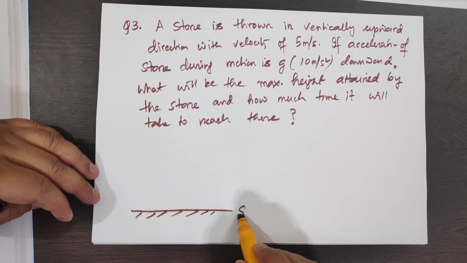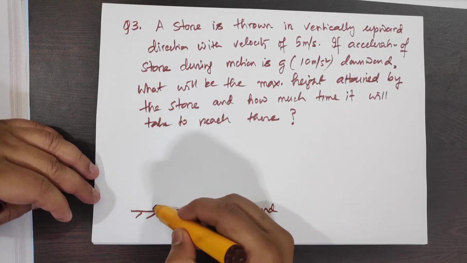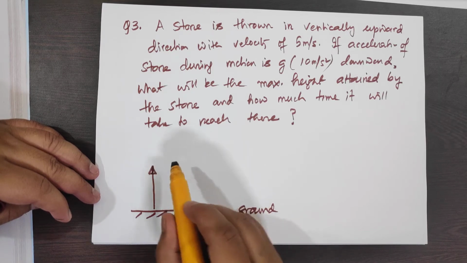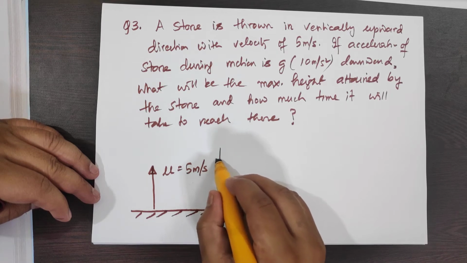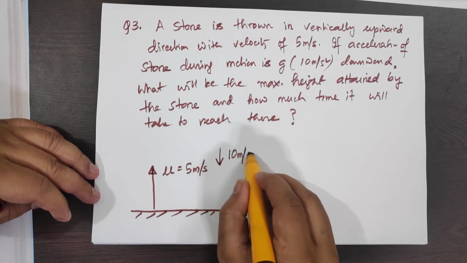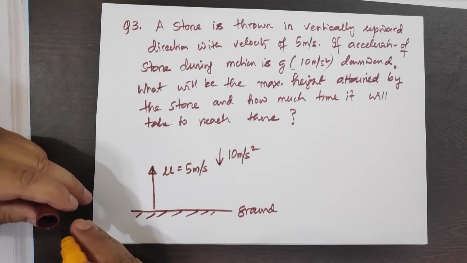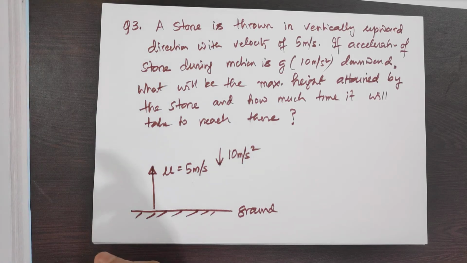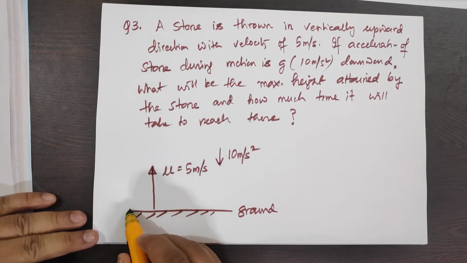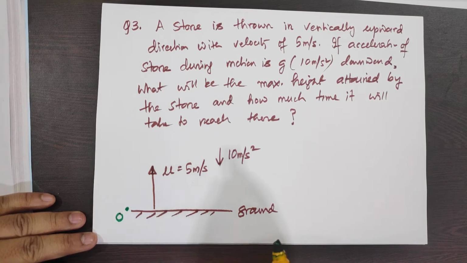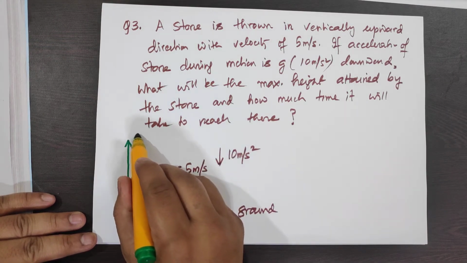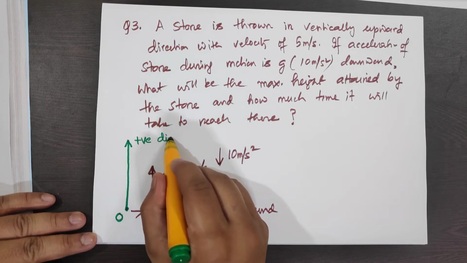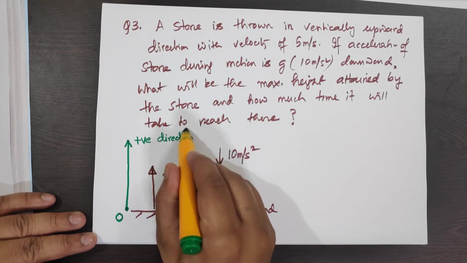So this is ground. From ground it is thrown upward at a velocity of 5 meter per second. So acceleration is here, that's 10 meter per second square downwards. So again you need to choose the direction and the zero. So this is a zero of the coordinate system, and we choose this as the positive direction.